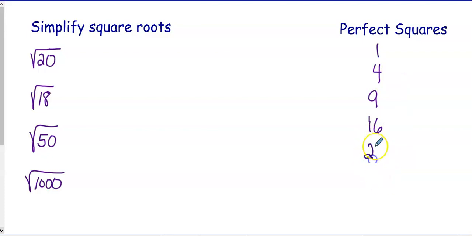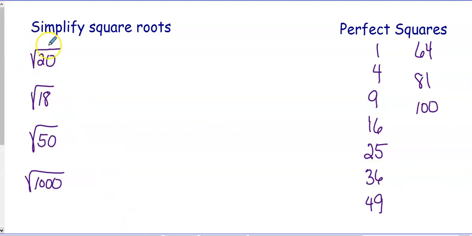So let's go on and list on down. That's 5 times 5, 6 times 6, 7 times 7, and so on. We're just going to list the first 10. So these are the first 10 perfect squares. These come in handy. Just memorizing these comes in handy when you're simplifying square roots, and I'm going to show you why.